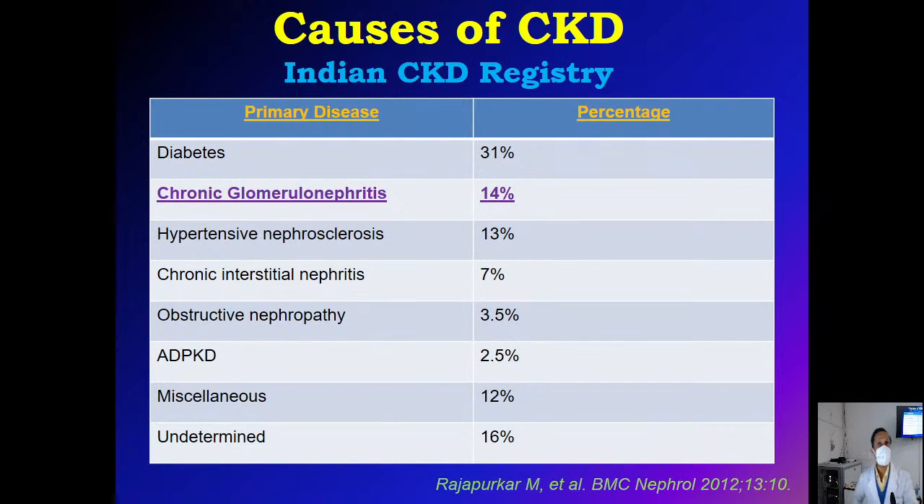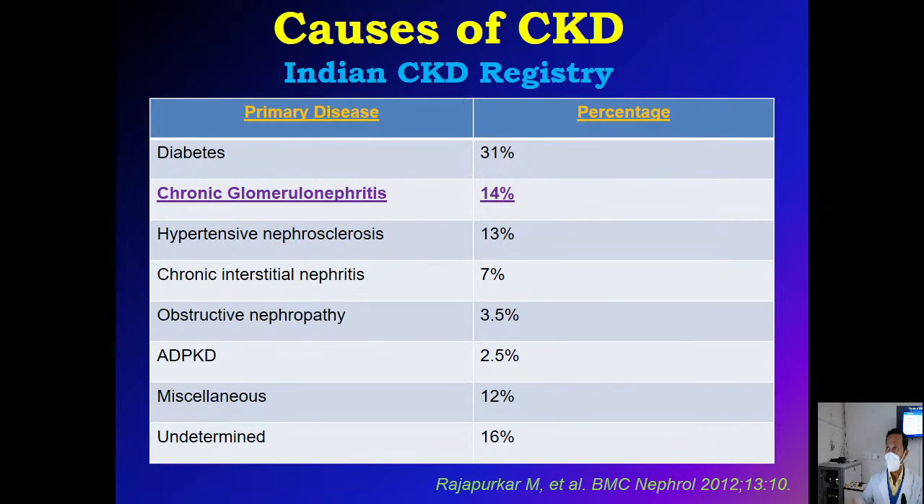Putting it in a broader perspective, it has always been thought in our country that glomerulonephritis is the commonest cause of chronic kidney disease. Subsequently, about 15 years back, we had the Indian CKD registry, and this is the registry data which was published in 2012, about 9 years back. It was an eye opener in the sense that it showed that diabetes in our country is now the commonest cause of chronic kidney disease, and chronic glomerulonephritis is about 14%, followed by various other conditions.